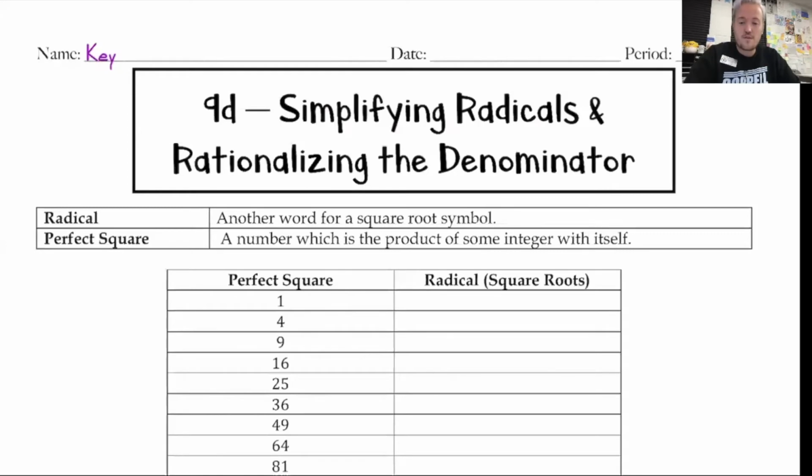Hello, everyone. All right, so for 9D, we're going to be talking about simplifying radicals and rationalizing the denominator.